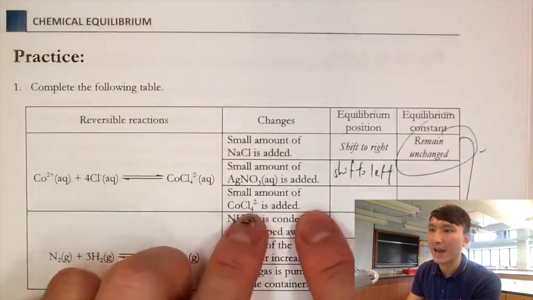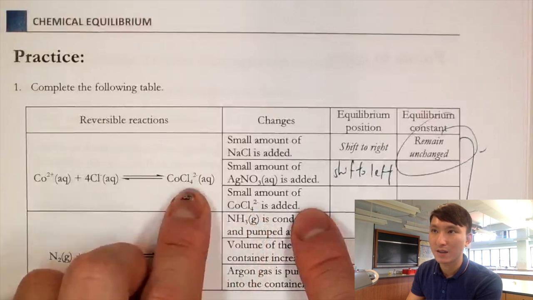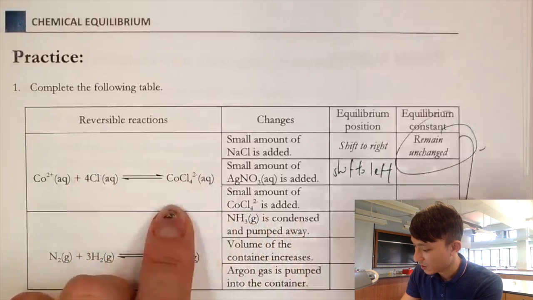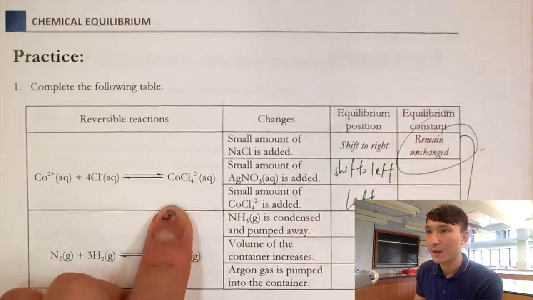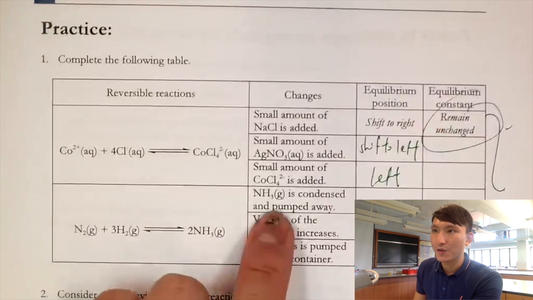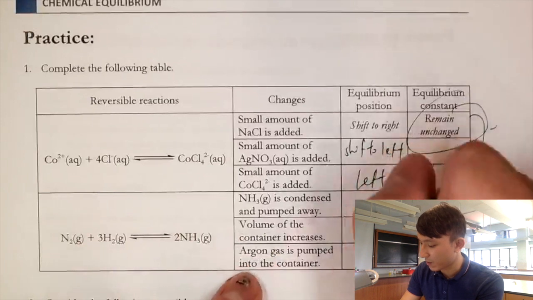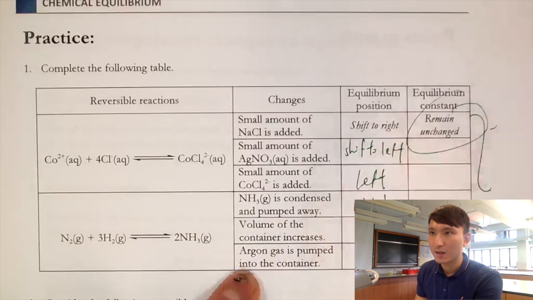Now here, if I add a small amount of the product, then of course they want to consume the extra product by shifting to the left. So shift to the left, okay? Here, if you get rid of the ammonia, so there's a decrease in the concentration of ammonia, so it will shift the equilibrium position to the right.